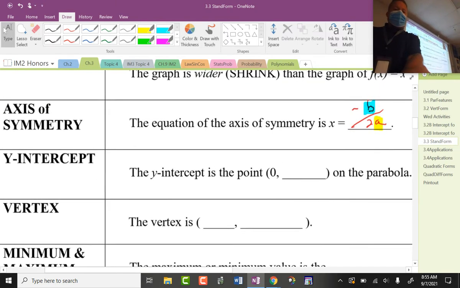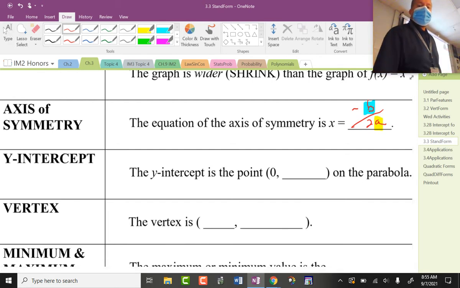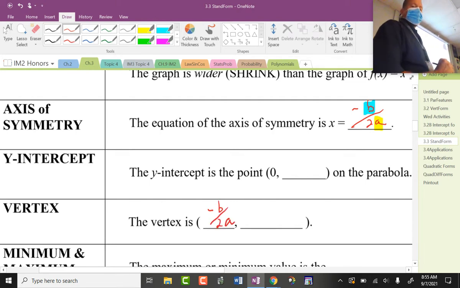Hey, and then by the way, since the axis of symmetry is x equals that number, what does the axis of symmetry always go through? The vertex. The x coordinate of the vertex.